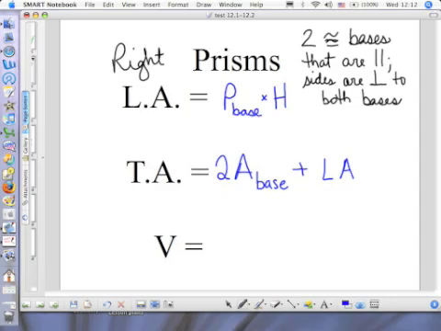And then the volume of any right prism can be found as the area of the base multiplied by the height of the entire prism.